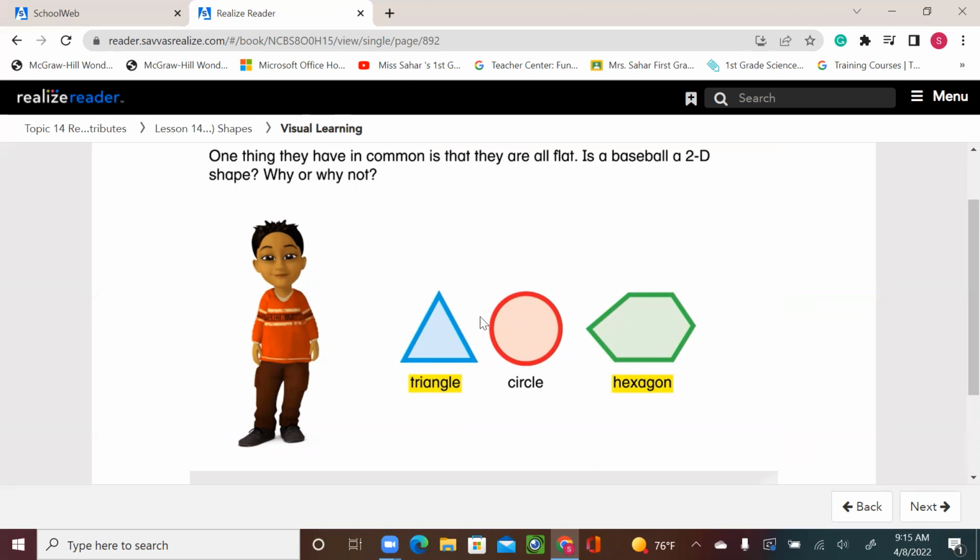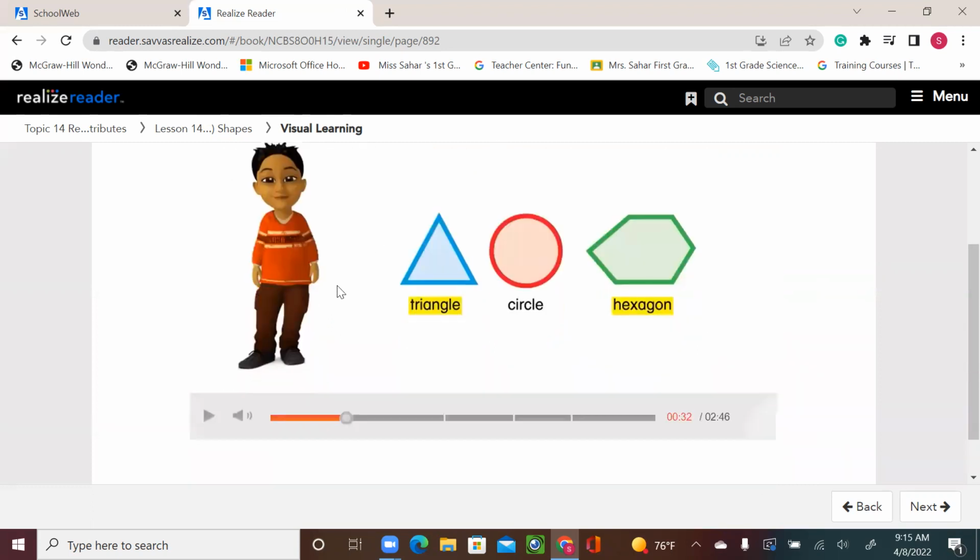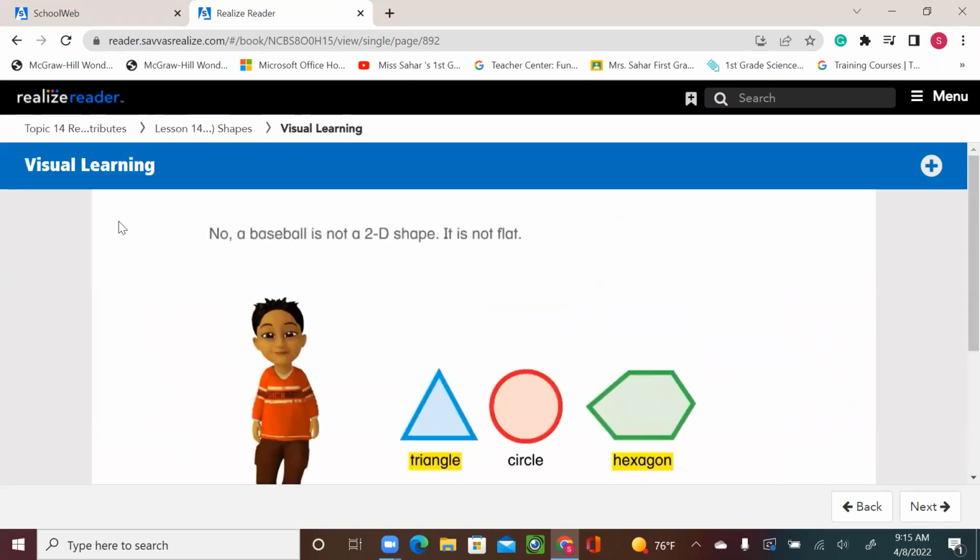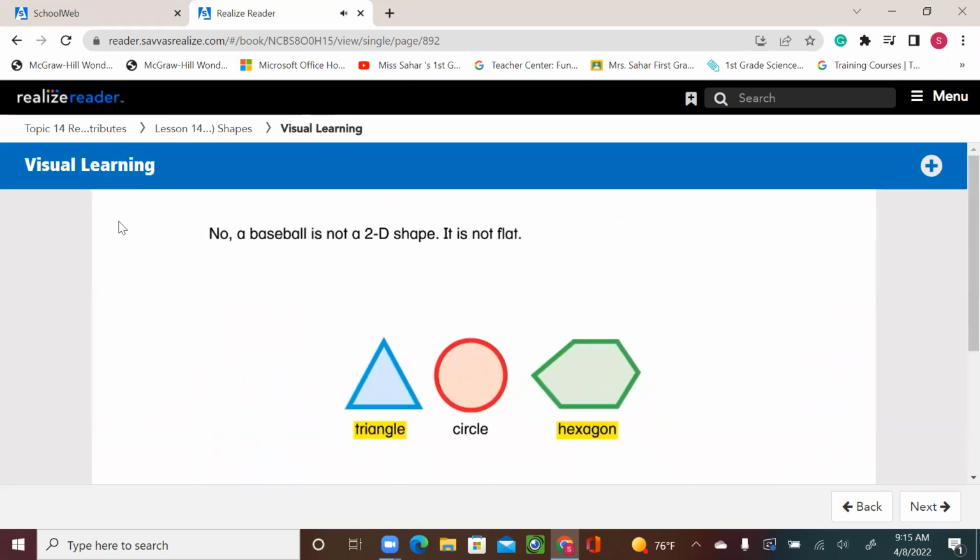All right, so now we're learning two new words, triangle and hexagon, and we learned that instead of saying two-dimensional shapes, we can use the word 2D. No, a baseball is not a 2D shape. It is not flat.